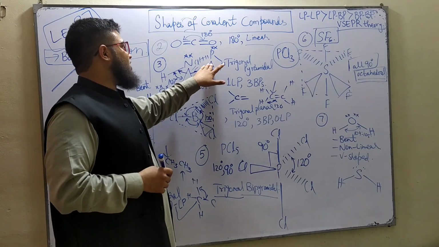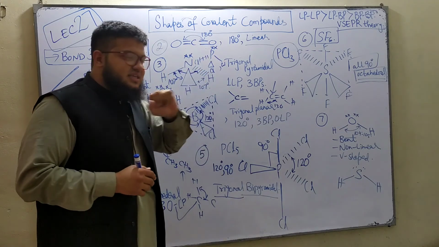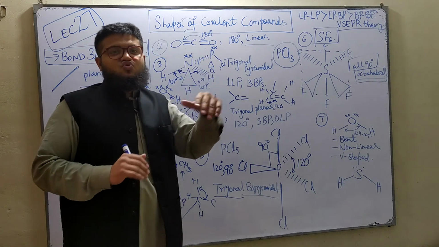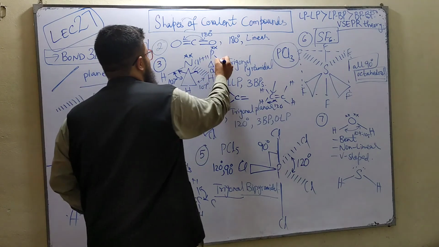Or you can think of it this way. There are 4 regions of electron densities. 4 regions mean 109, but there is a lone pair. So 109 minus 2 is 107 degrees is going to be the bond angle over here.